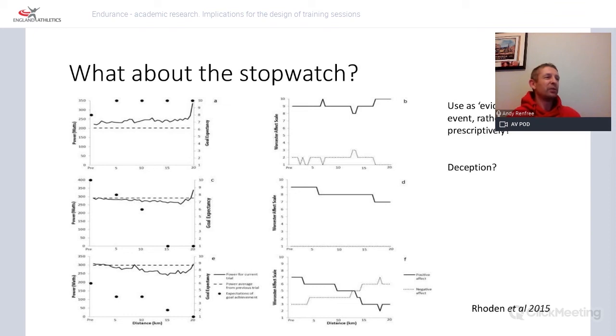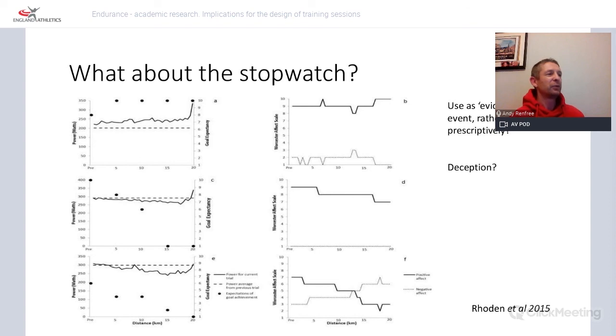Just to explain what I showed last week or the week before, these top 2 graphs represent the power output and the confidence in achieving their goal in an individual who was successful in achieving their goal, which was to beat their previous performance in a 20-kilometer cycle time trial. You can see that this individual was producing a power output well above the required average all the way throughout their exercise bout, and they grew progressively more confident in achieving their goal. Consequently, if we look at their affective or emotional state throughout the exercise, they were very positive throughout, and levels of negativity were very, very low.